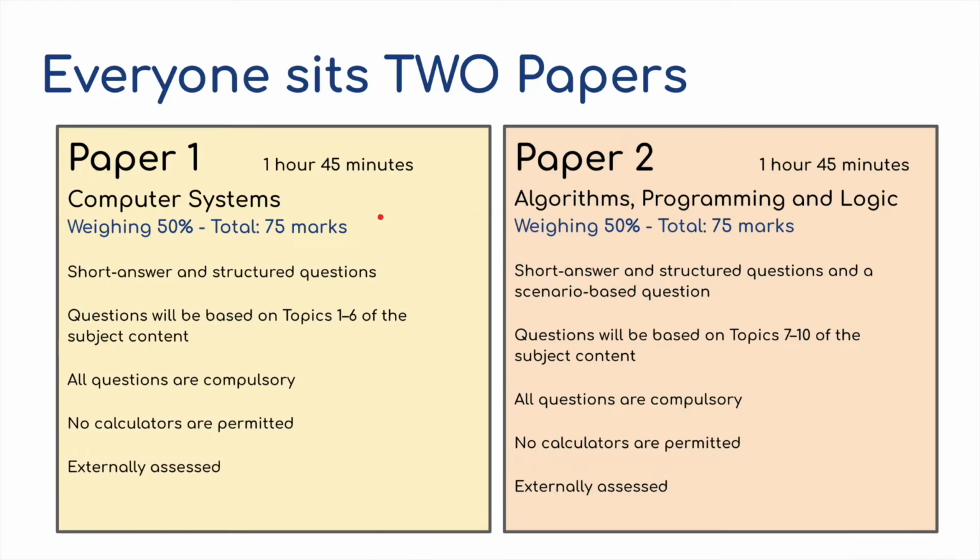Okay, so we're looking at paper 1. Please bear in mind that you will be sitting two papers. The algorithm, programming and logic paper, paper 2, again weighing 50%, 75 marks in total, exactly the same as paper 1, which is your theory paper, computer systems, and we're looking again at a total of 75 marks. Please note that no calculators are permitted on either paper, which you might find a little bit tricky, especially with the first few questions on this paper.